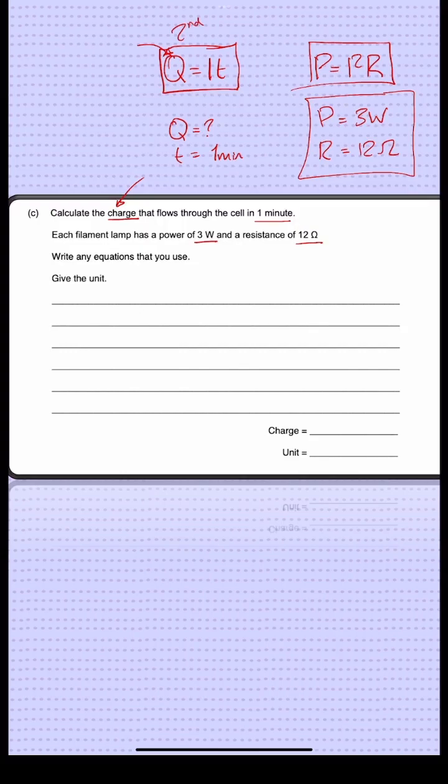First equation is this one. Because we've got power, we've got resistance. So what we can do is work out what current is using this equation. Then we can put that into the second equation to work out what charge is.